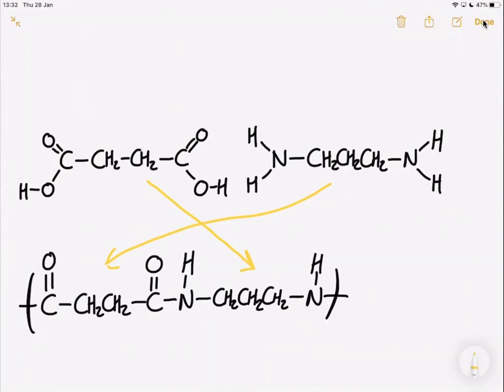You would have to reverse the orientation of your amide bridge, though, between the two units, if you did that.